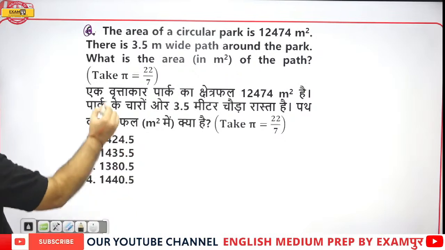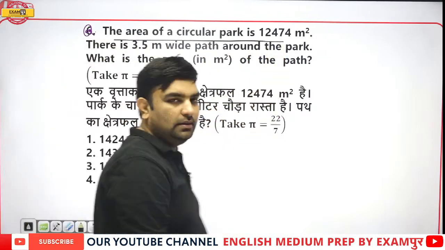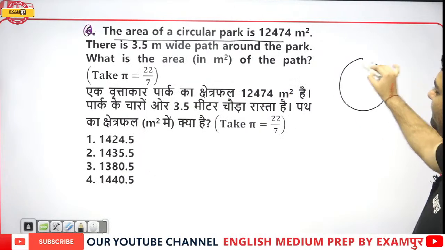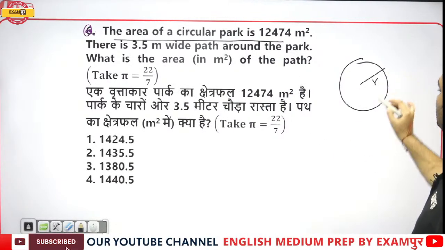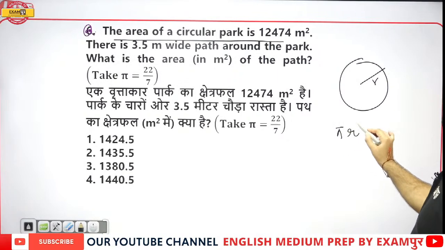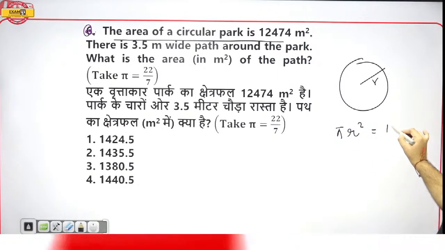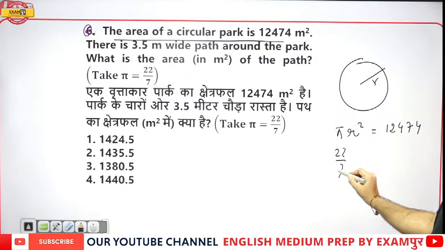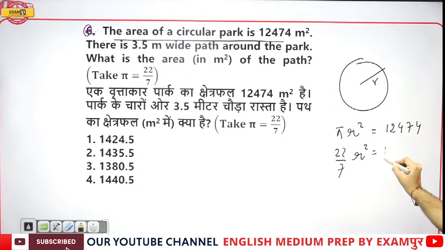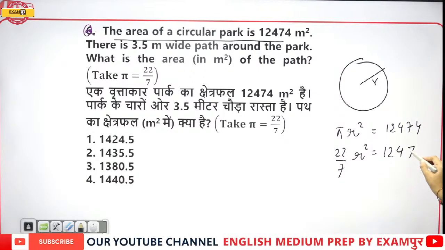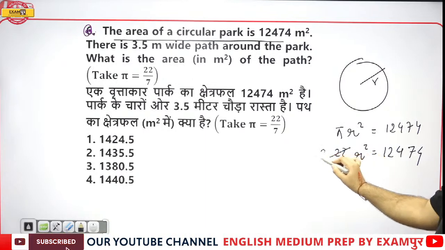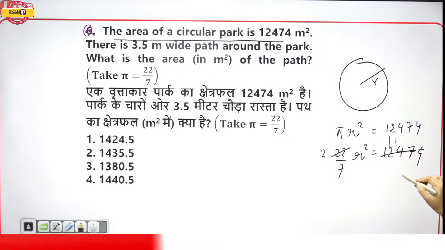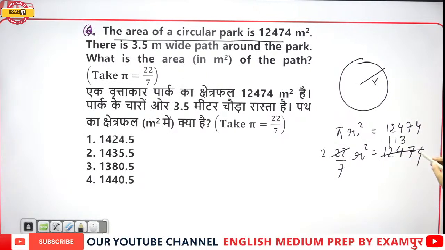So initially the area of the park is given and park is circular. So you will say, sir, pi r square given, 12474. So 22 by 7 r square. 100% you will say, sir, whatever happens, it will be a multiple of 11. Solve it by 11. 11 1s are 11, 14, 11 1s are 11, 37, 11 3s are 33, 44.